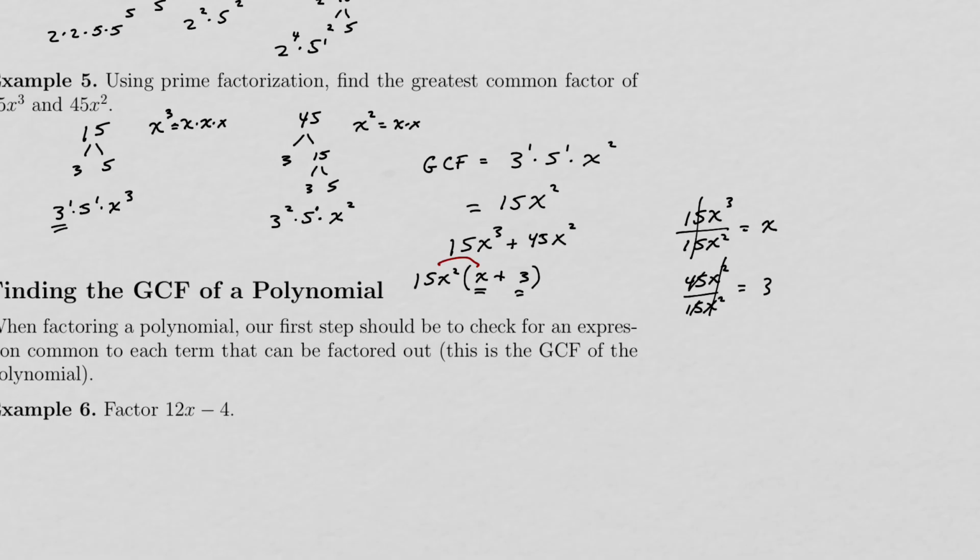Okay, so that's why we need this, because we're going to need it. We always want to look for the greatest common factor of a polynomial to factor out first.